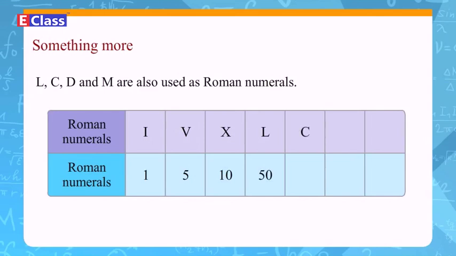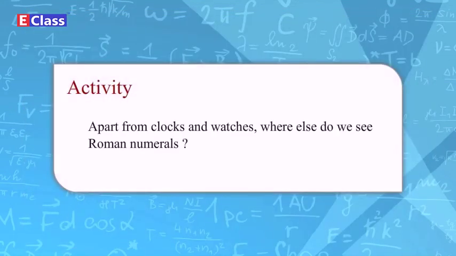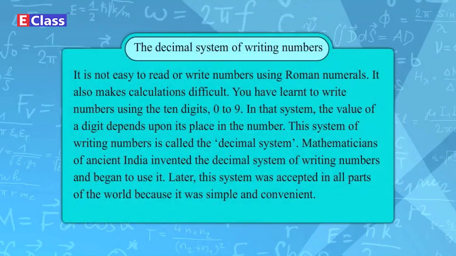Roman numerals C, numbers 100. Roman numerals D, numbers 500. Roman numerals M, numbers 1000. Activity. Apart from clocks and watches, where else do we see Roman numerals?